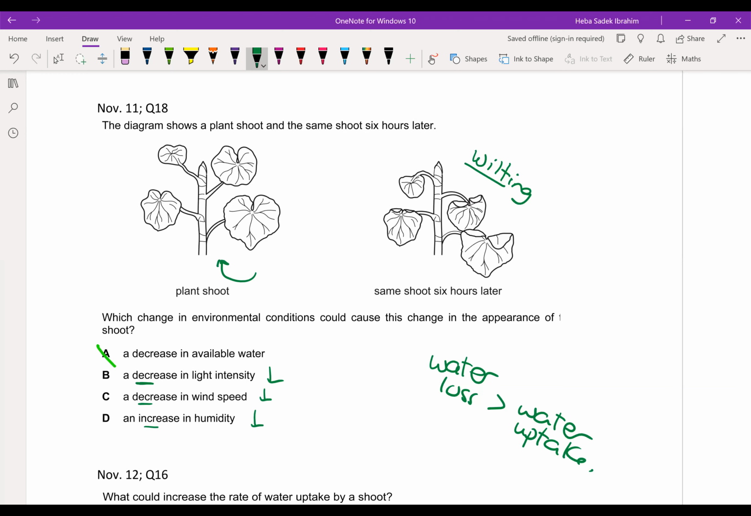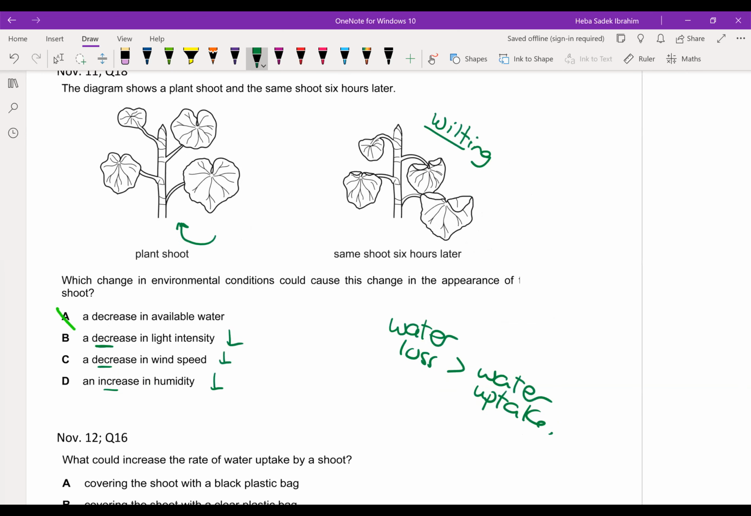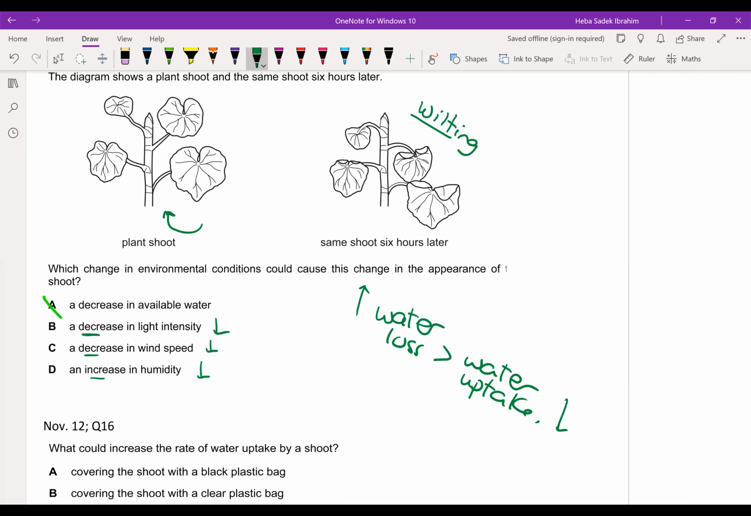ما أنا ممكن يا إما أزود اللوس يا إما أقلل الأبتيك. مش كده يا عمر؟ يعني there are two ways to make this imbalance. إن أنا أخلي اللوس أكتر من الأبتيك. There are two ways of doing this. Either by increasing the loss or decreasing the water uptake. فهنا لما تبقى الwater available في السويل قليلة فيبقى الwater going into the plant has decreased. Therefore, the loss is more than the uptake.